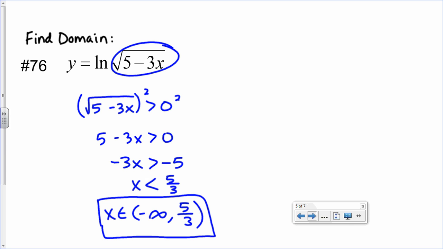Questions about that? So when you need to find the domain of a log, the first thing is to set up the inequality. The inequality will not be given to you. You use this inequality because for log functions, you can only take logs of positive numbers.